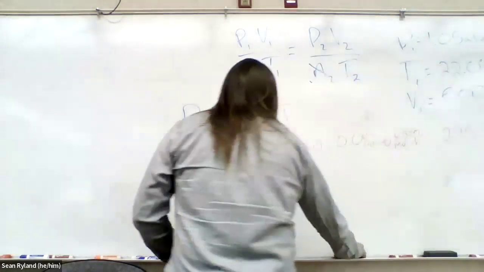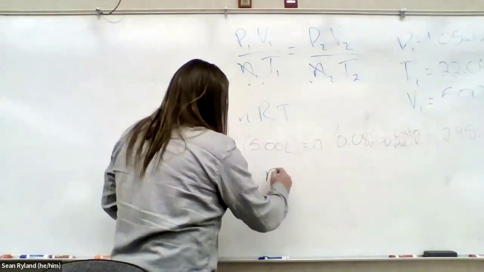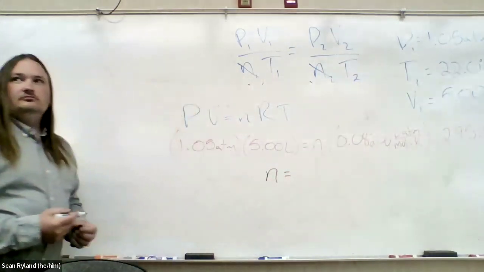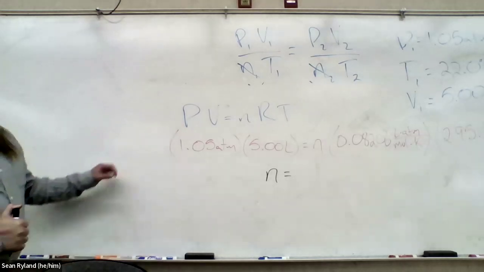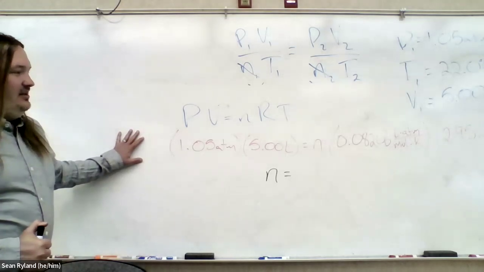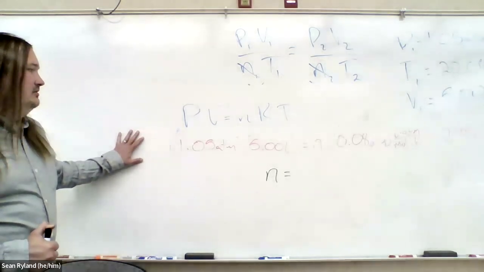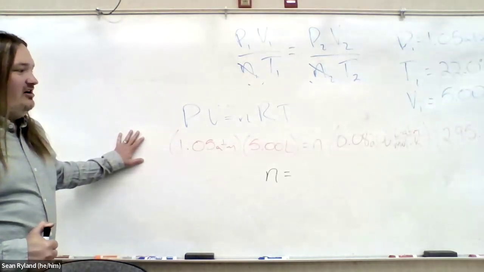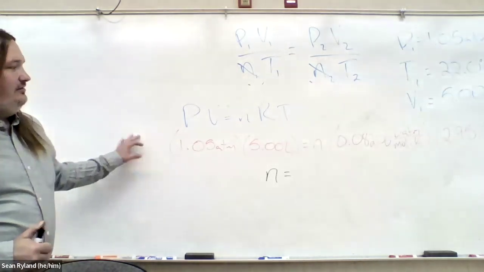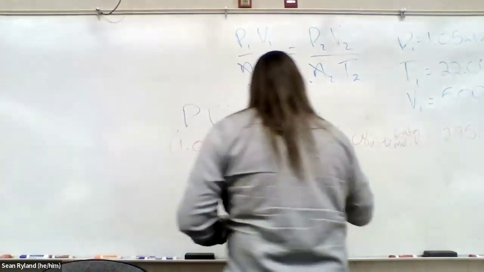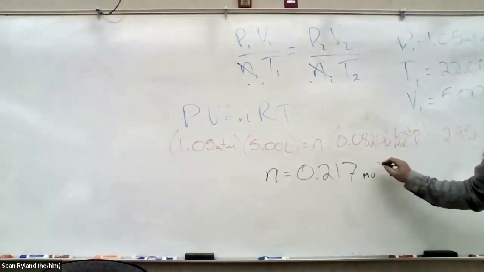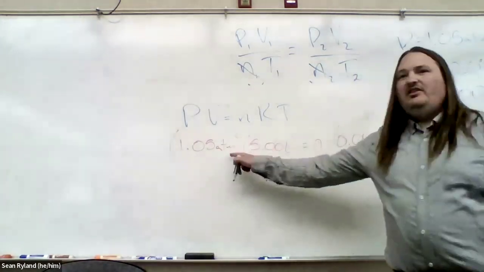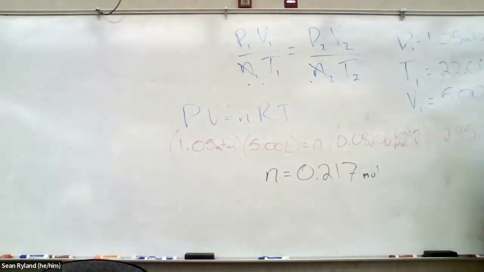So when we solve for n, see it, these conditions, something around 0.25. We check all of our units. The only thing that doesn't cancel out is moles.